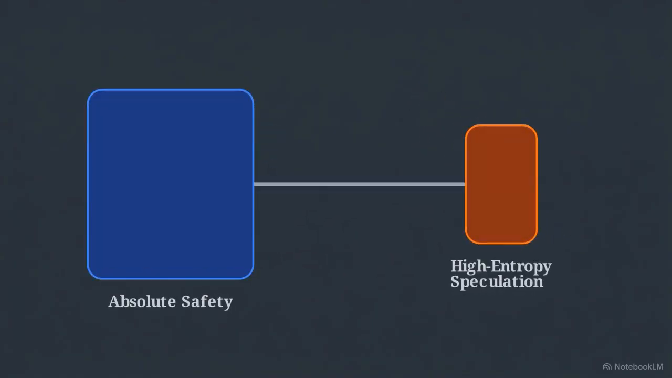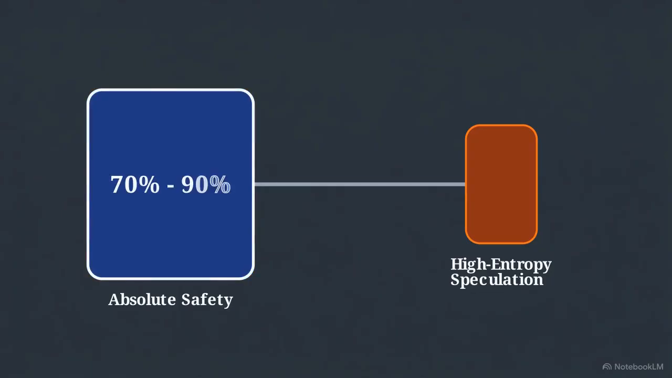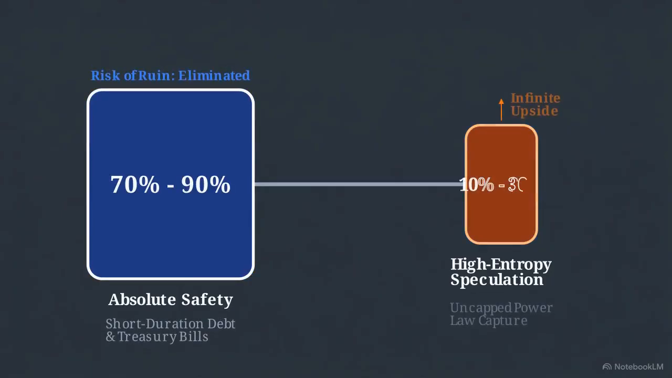It divides capital strictly between the opposite ends of the risk spectrum. The foundation allocates 70 to 90% of your capital into ultra-safe, highly liquid, short-duration debt and Treasury bills. Economist Robert Merton formalized the mathematical necessity for this heavy anchor through the intertemporal capital asset pricing model.